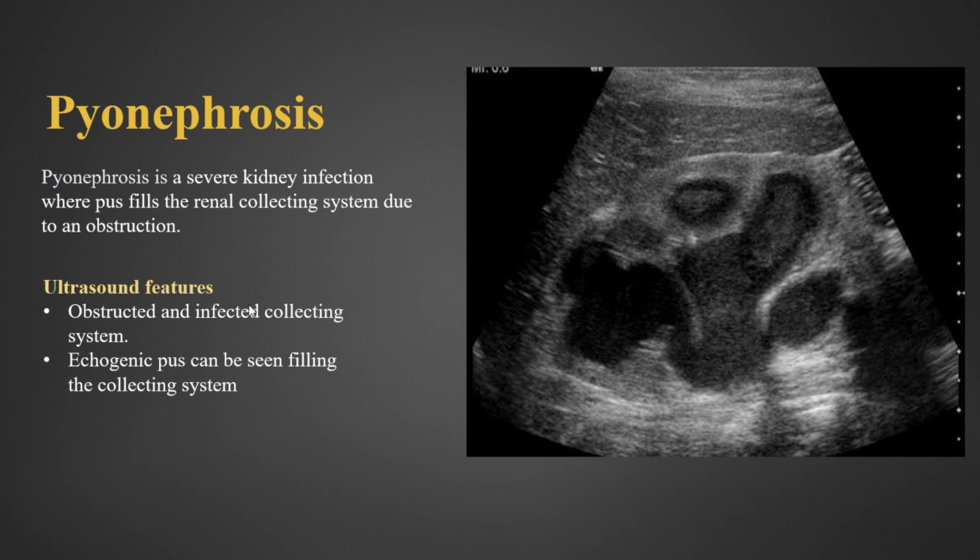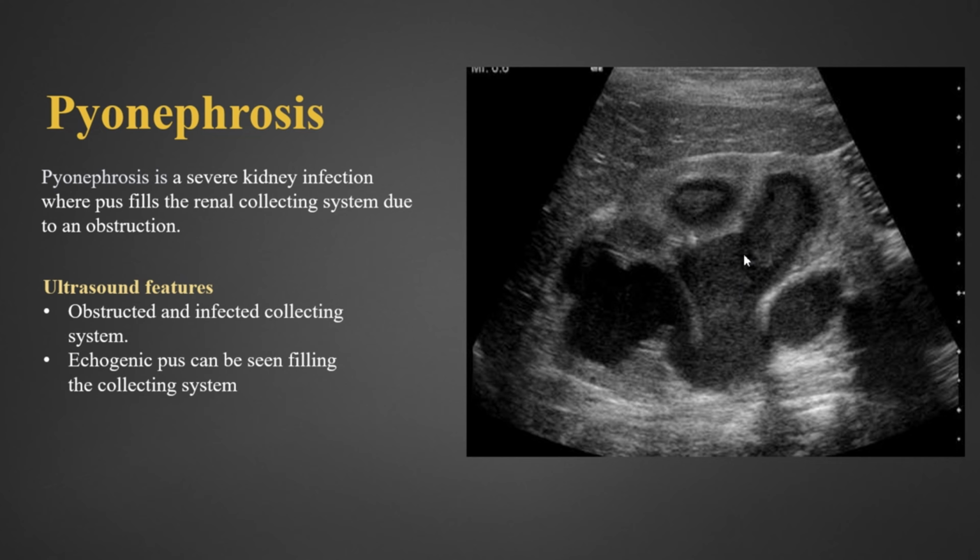And now we are going to discuss pyonephrosis. Pyonephrosis is a severe kidney infection where pus fills the renal collecting system due to an obstruction. Ultrasound features of pyonephrosis include the obstructed and infected collecting system. Echogenic pus can be seen filling the collecting system.